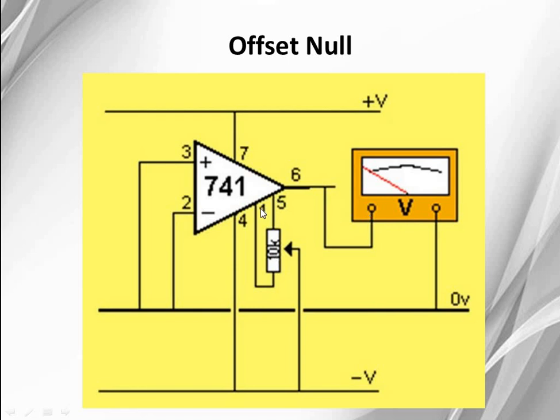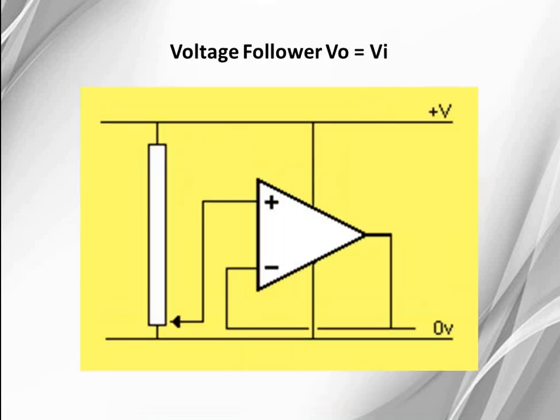See here, across pin number 1 and 5, one potentiometer of 10 kilo ohms is connected. By adjusting this potentiometer, it nullifies the offset voltage, if there is any, due to imbalances of the internal circuit. If no input is given, the op-amp output should always show 0 voltage. Otherwise, we connect this arrangement to nullify the offset voltage. This is called offset null.